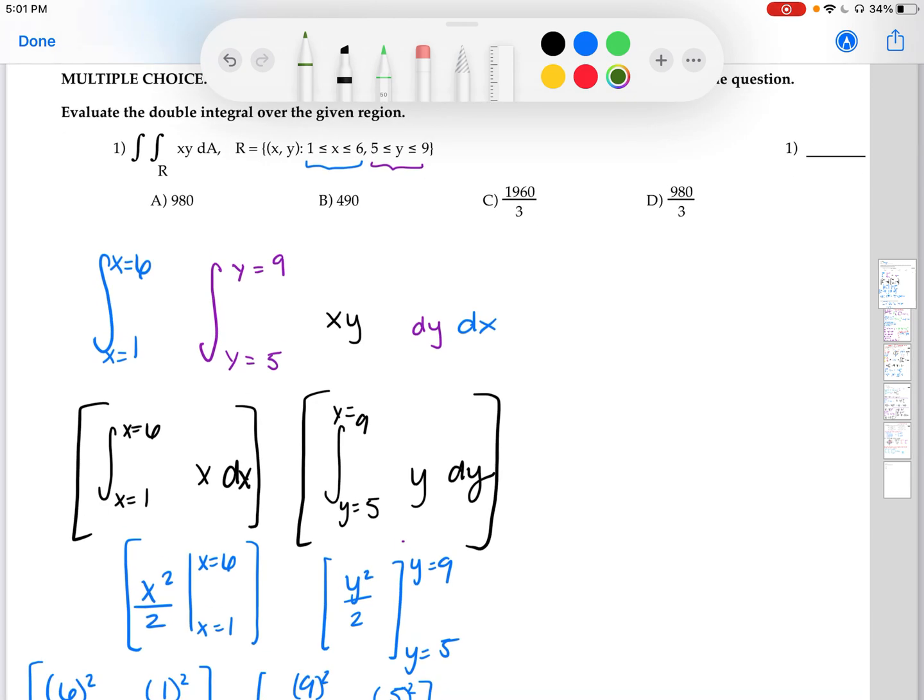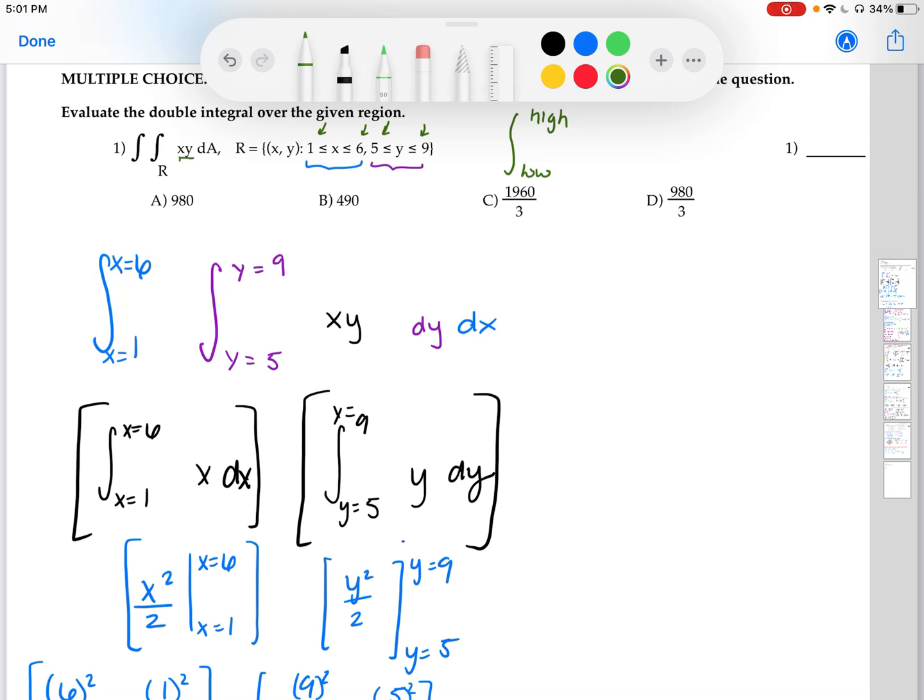So the first problem is pretty straightforward. It's setting up your integration. Now, remember when you integrate, you always want your higher bound and then your lower bound. So we're integrating in terms of, for x, we have 6 and 1. For y, we have 9 and 5. And we're integrating over xy.